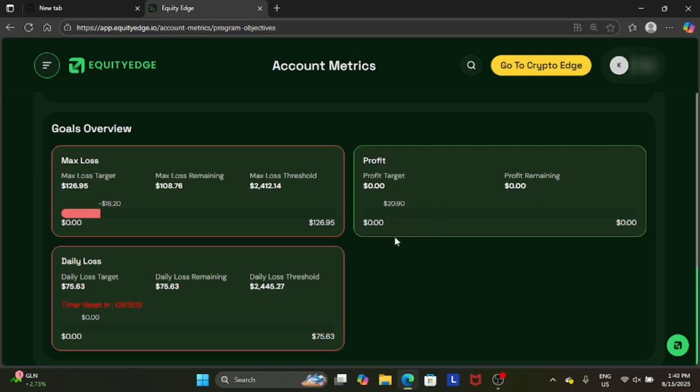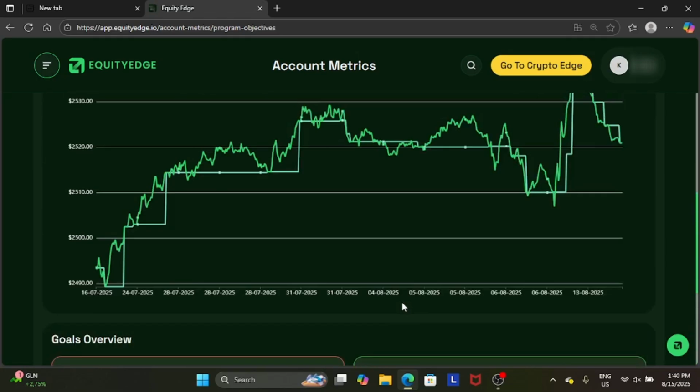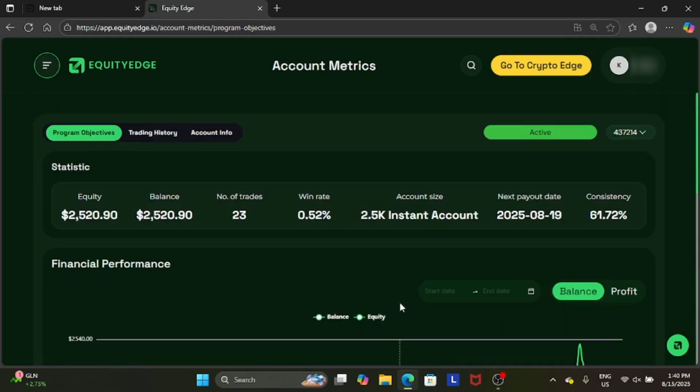Profit $20. Yeah, yep. So we're sitting here now. There's the update. There's the balance. Let's see what happens in the next 10 trades. Win rate, don't care. Consistency score 61. Right. Trade smart. See you on the next one.